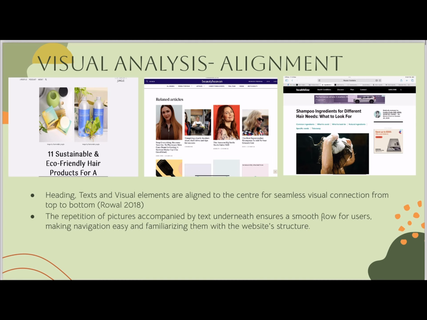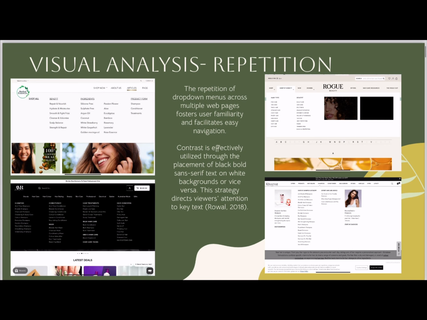the content. Most websites used a drop-down bar that showed a section menu with internal links. This was consistent and repeated throughout many websites, fostering familiarity and rhythm for users. Neutral colors prevailed, with occasional accents of black and purple for contrast and emphasis. Contrast is further utilized through the placement of black, bold, sans serif text on white backgrounds or vice versa. This strategy is effectively used as it directs viewers' attention to key text.